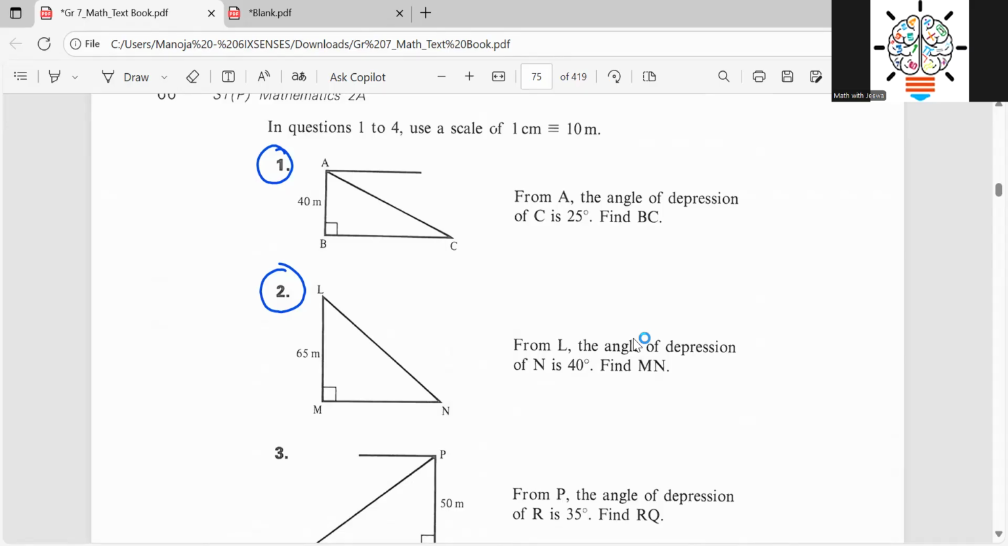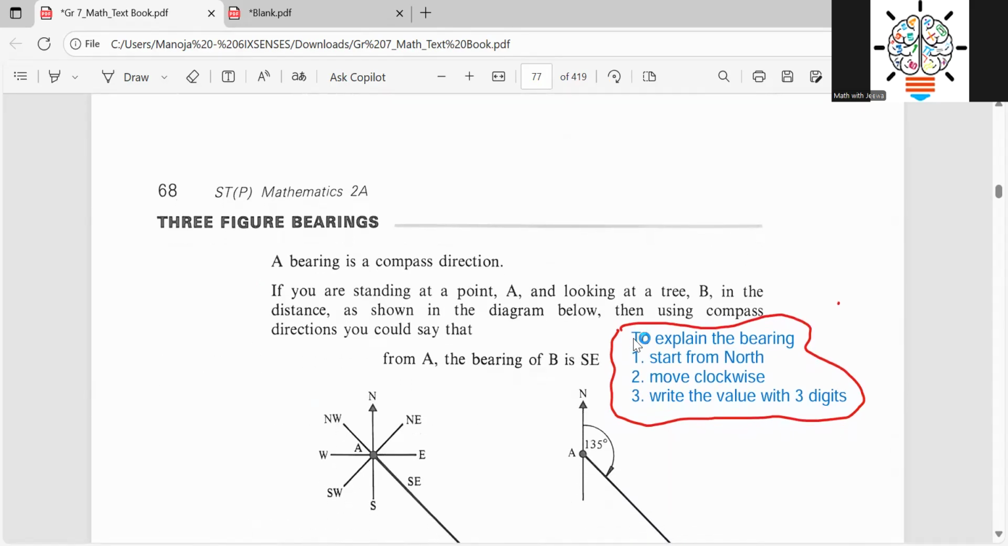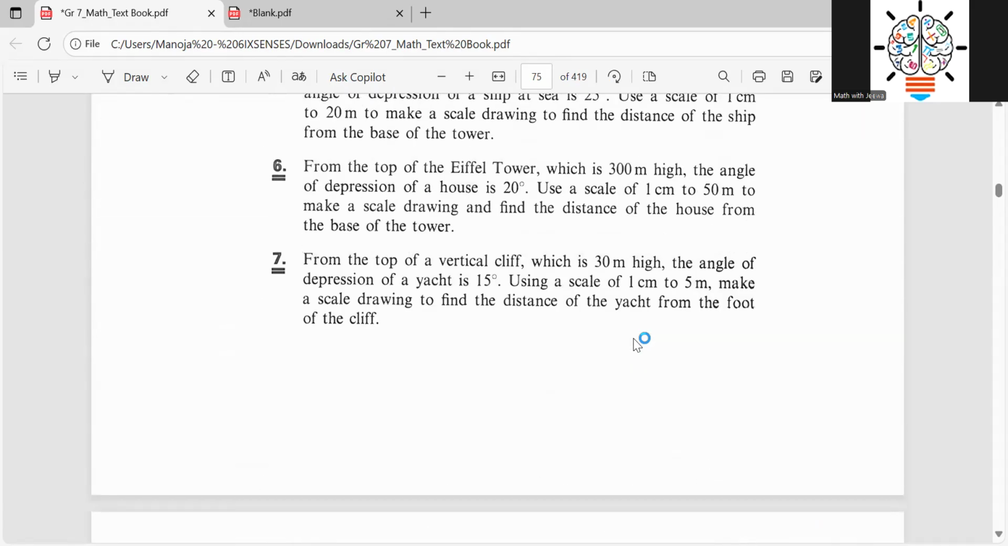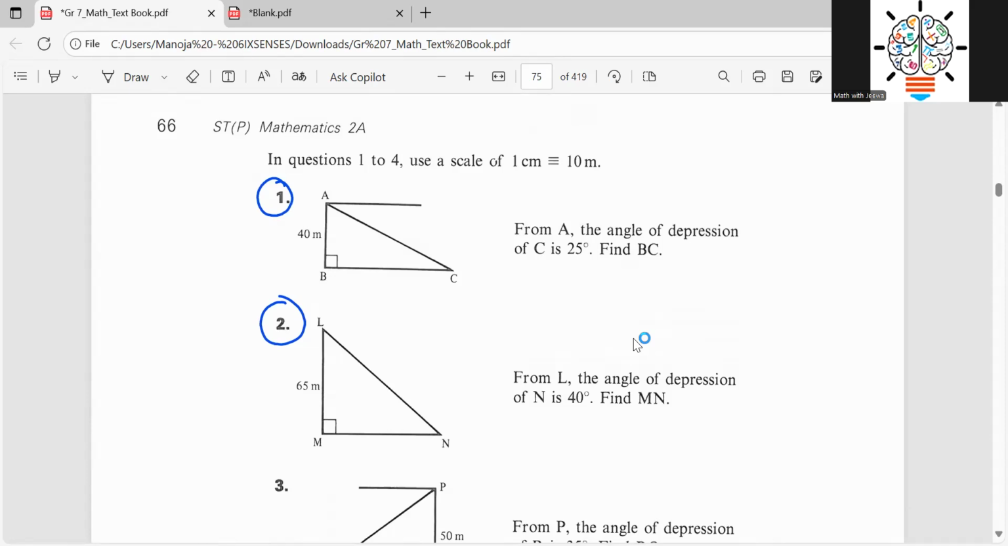Okay, children, we'll meet again next day. Till then, stay safe. Please do these 2 questions. Then we want to move to the 3-figure bearing. Let me double check whether we want to do the 3-figure bearing at this moment or at a later date. But anyhow, first you complete these 2 sums and we'll meet again next day. Okay, children, see you then. Bye.